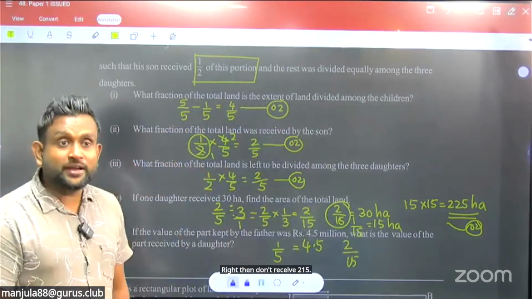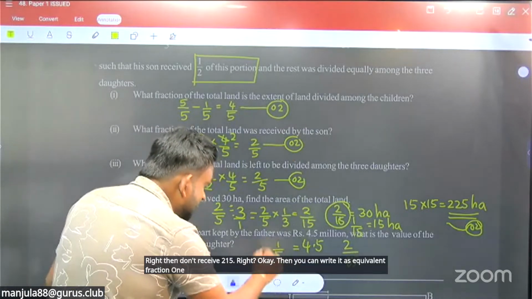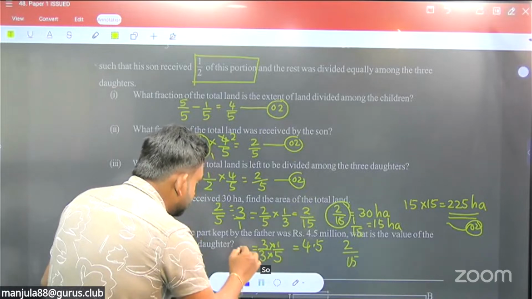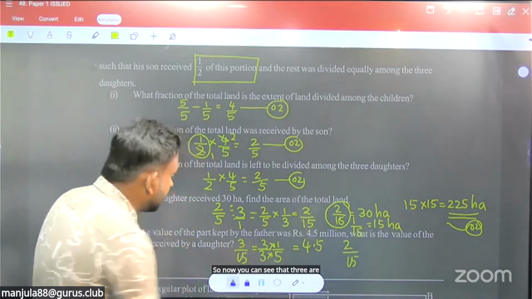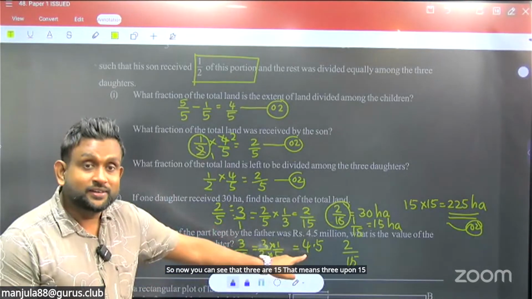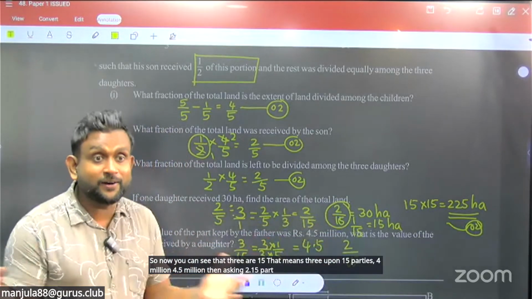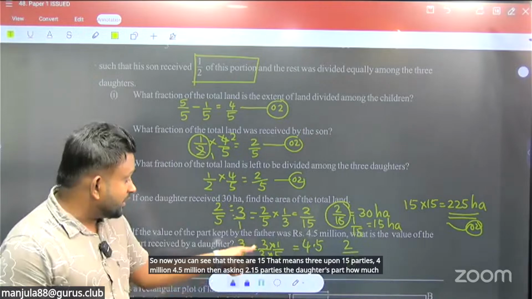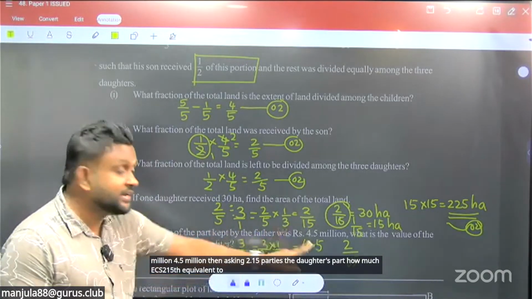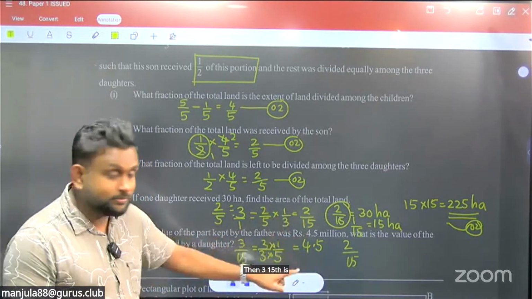Then you can write it as an equivalent fraction. I write an equivalent fraction of 1/5 by multiplying both sides by 3. So now you can see 3 upon 15. That means 3 upon 15 part is 4.5 million. Then they are asking for the 2 upon 15 part, the daughter's part, how much? The easiest way: 1/5 is equivalent to 3/15. I put the denominator as 15. Then 3/15 is 4.5 million.